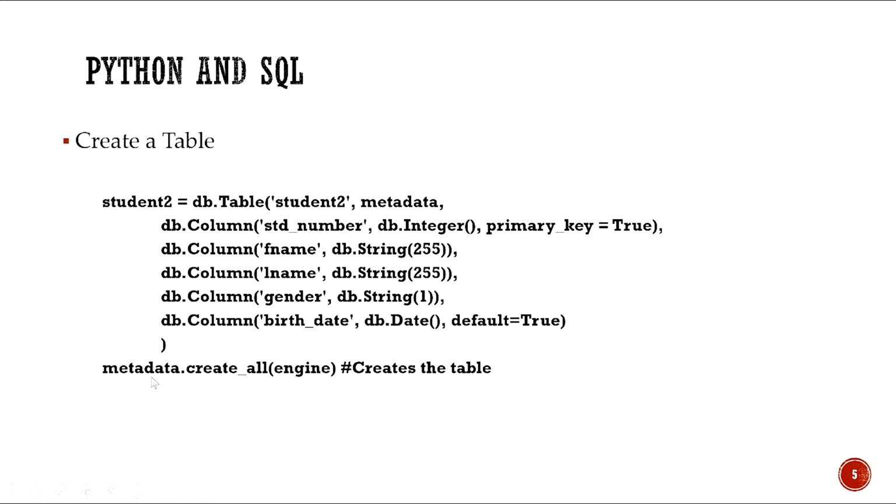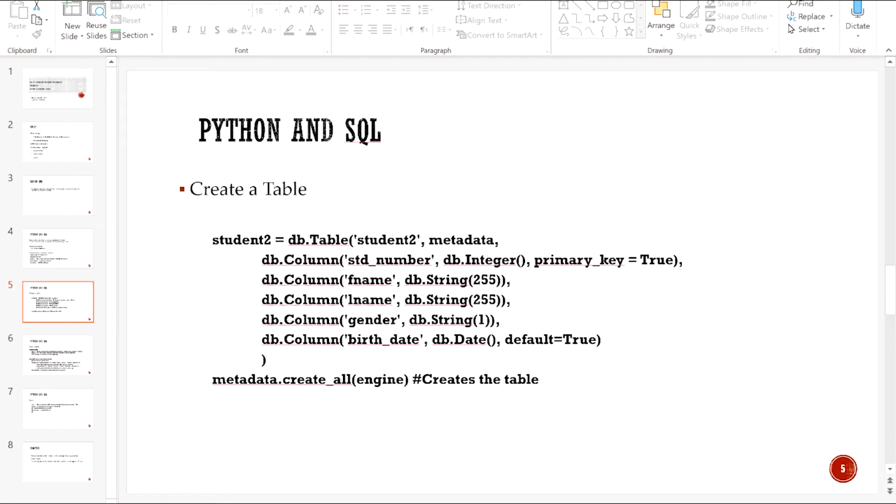And at the end, we need to create this table. So we need to run the last line of code, metadata.create_all, and then we pass on engine as the argument. So let's try implementing this and see what it looks like in a Python notebook.